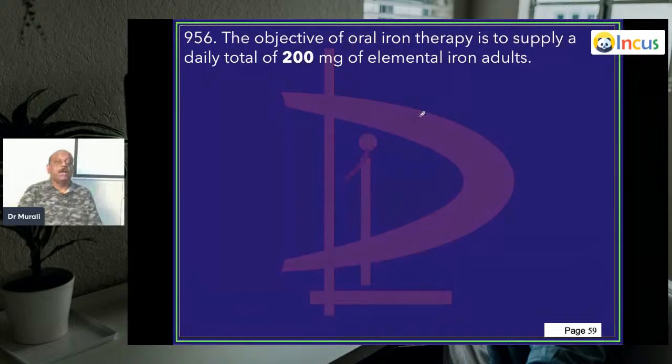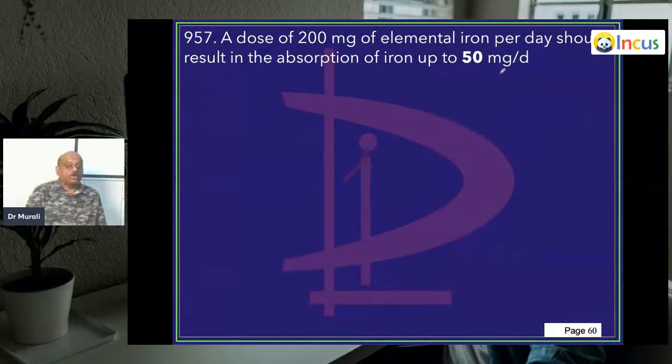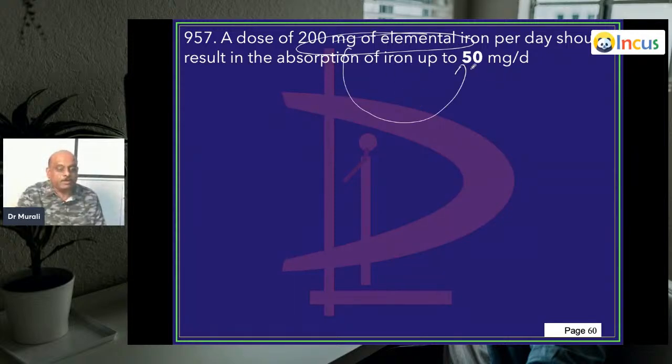Then, how much iron do you need to give when you start oral therapy? The idea is to give 200 milligrams of elemental iron to adults. If you give 200 milligrams of elemental iron, it will lead to an absorption of 50 milligrams per day.